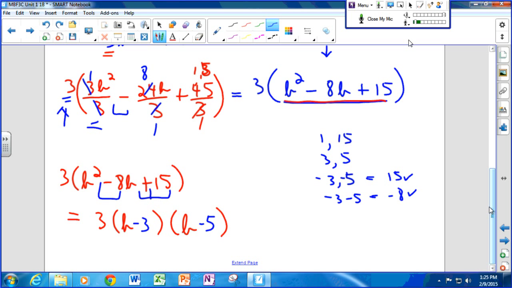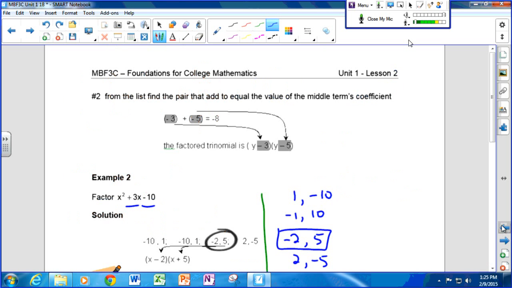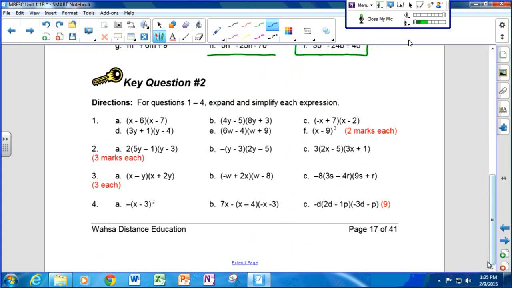It'll work no matter what order you use. So, okay, that was it for the support question. And in fact, if we go back to page 17 here, key question number 2, I think that everything should be pretty straightforward there.